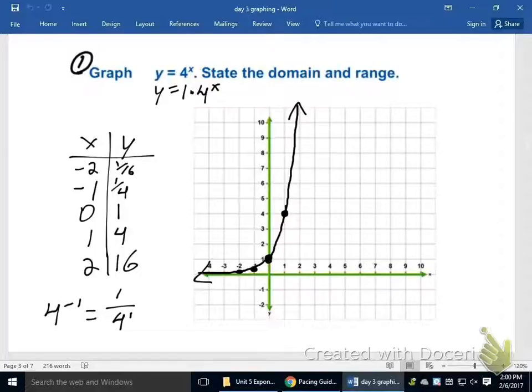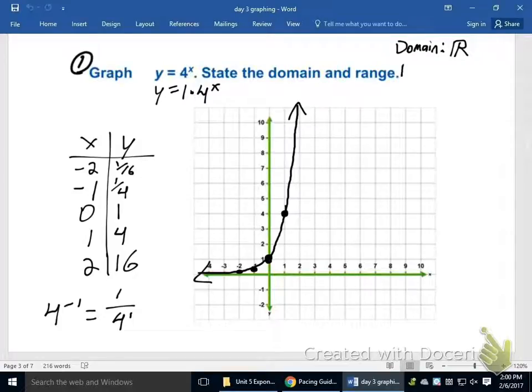Now, ready to state domain and range. As for the domain, it is going to be all real numbers. The reason why: it looks like it kind of stops going to the right here, but it does continue to go. I could do 4 to the 10th power, I get an outrageously big number, but I can do it. I can do 4 to the infinity power, it would be positive infinity. I can do all those. I can also keep going to the left here. So my domain is all real numbers.